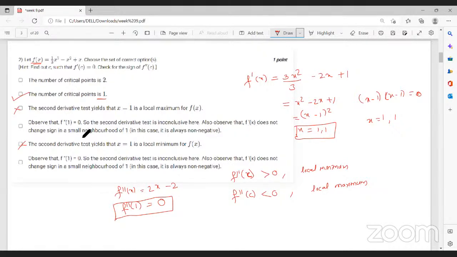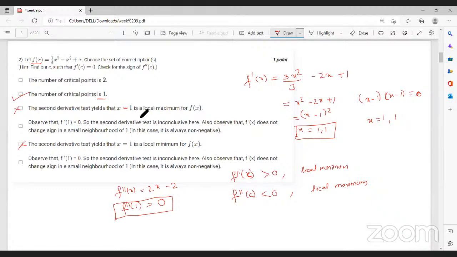Sir, sorry to interrupt. Can you please explain the third point once more? The second derivative test, this one. It's equal to 1, not minus 1, right? Yes, sir. That's why I'm not able to answer. How is x minus 1 a local maximum? It is equal to 1, right? Okay, I got it now.